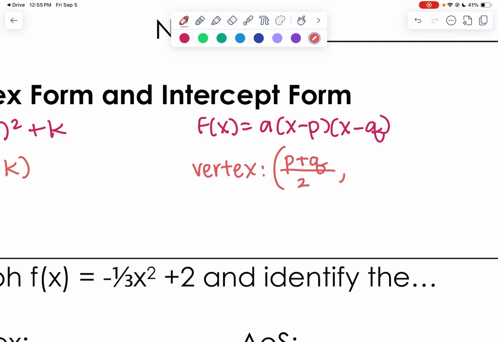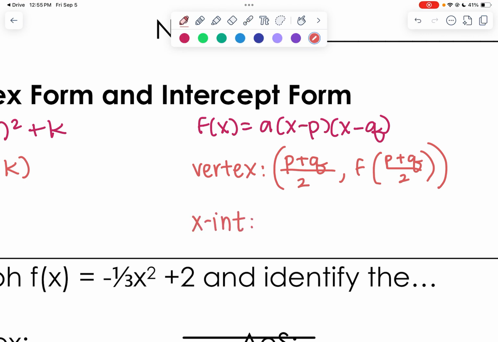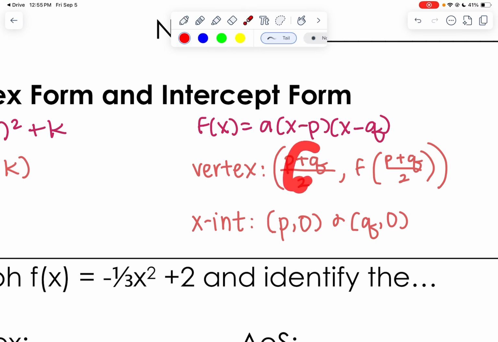And then to find the y part of it, you're going to take this and plug it back in for x. So that would just be f of, not x, but whatever number you have. So f of (p plus q) divided by 2. And that's how you get your output, or your y value. P and q are your x-intercepts. So you have your x-intercepts, that's (p, 0) and (q, 0). And then your vertex should lie in the middle of those, which is where this comes from.